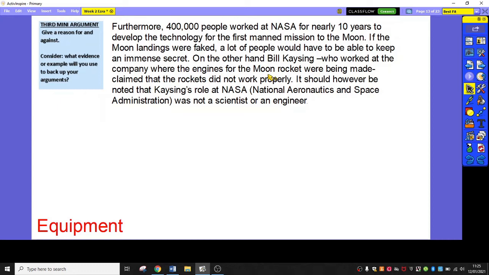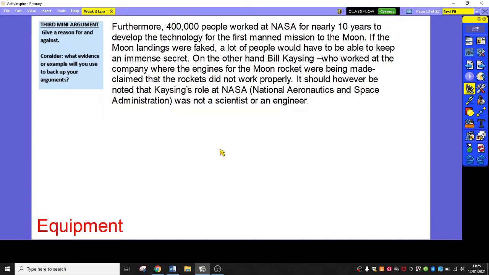So here we are for our final main paragraph. As you can see down the bottom, this is the equipment paragraph where we're going to talk about the things that were used and how this proves if it was real or fake. There's only really in this paragraph one main argument for the lunar landings being real and one main argument for it being fake. I feel one of these is very, very powerful. Furthermore, 400,000 people worked at NASA for nearly 10 years to develop the technology for the first manned mission to the moon. If the moon landings were faked, a lot of people would have to keep an immense secret. That's a really powerful piece of evidence.